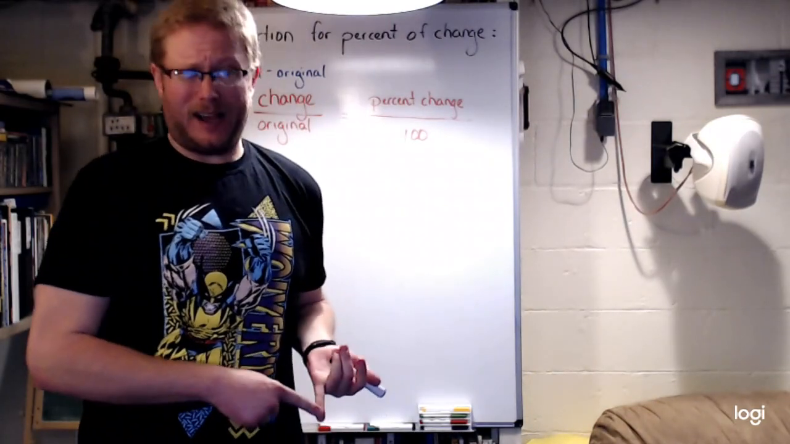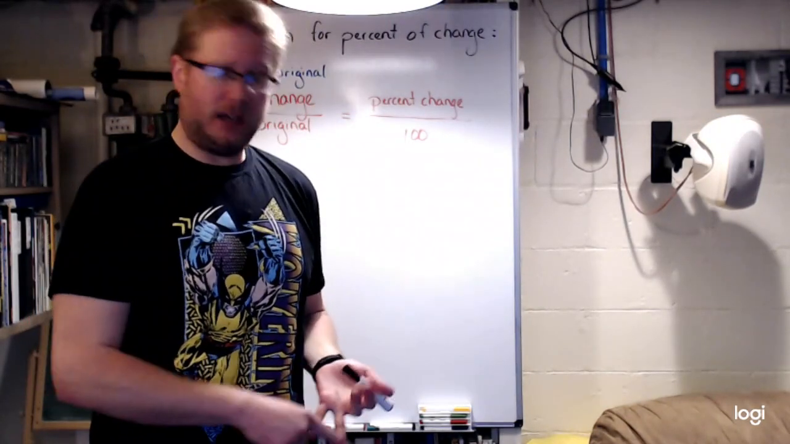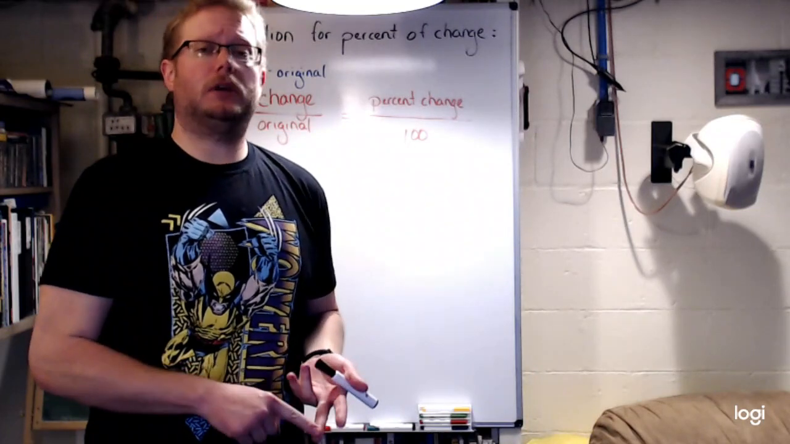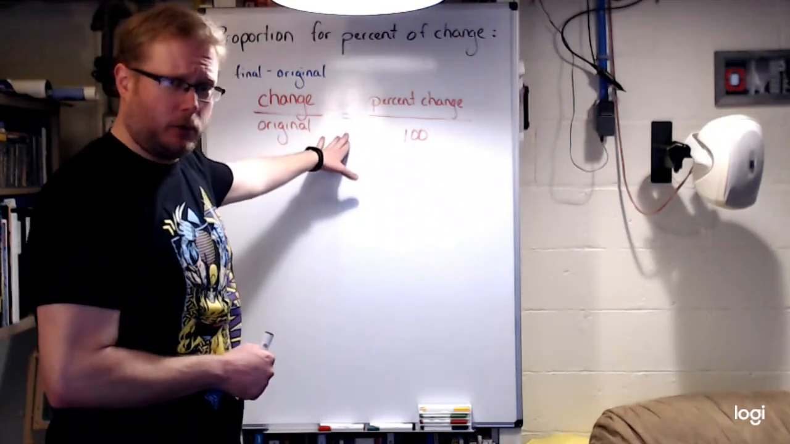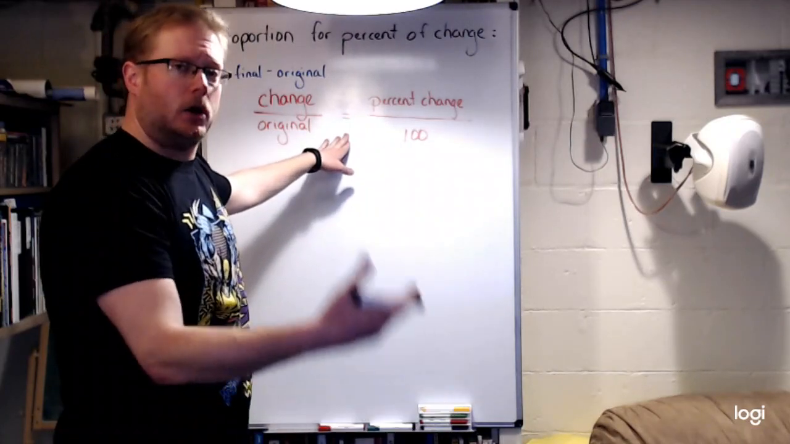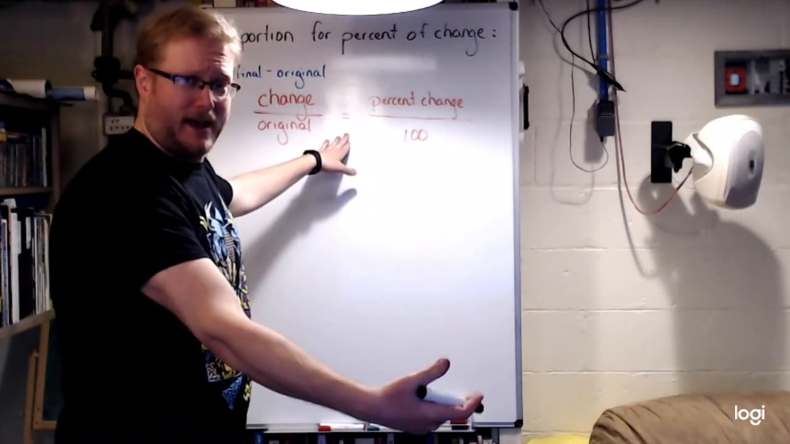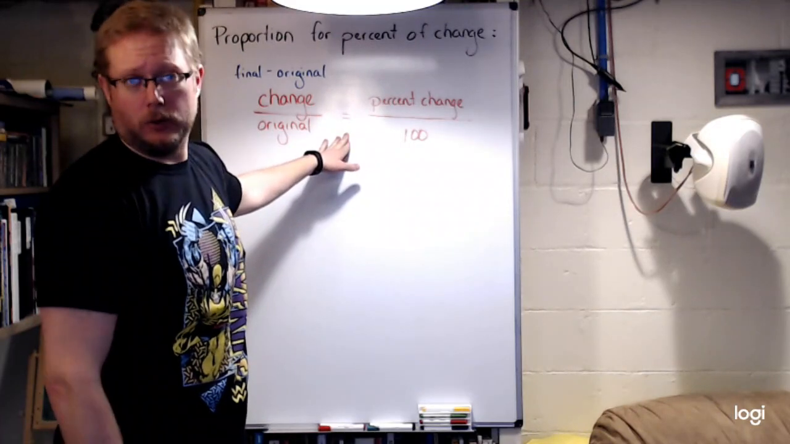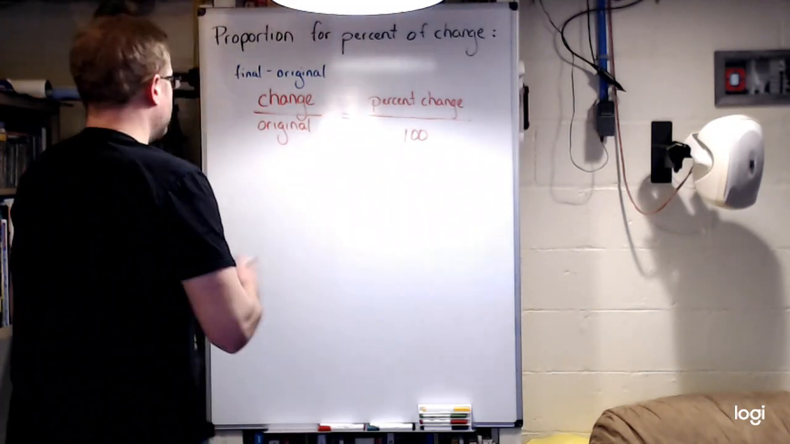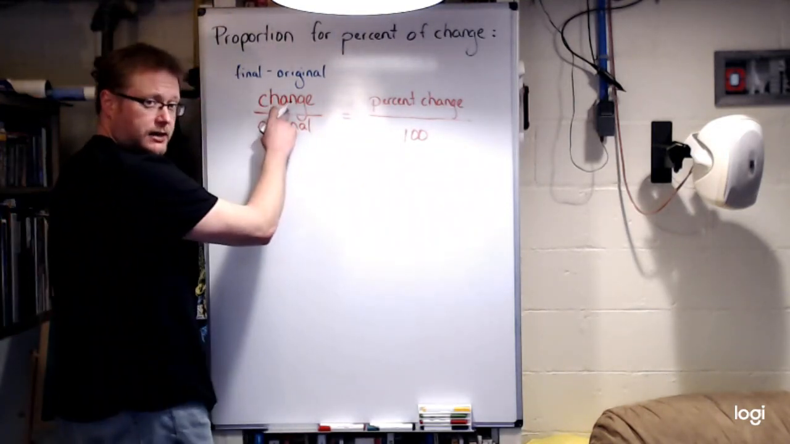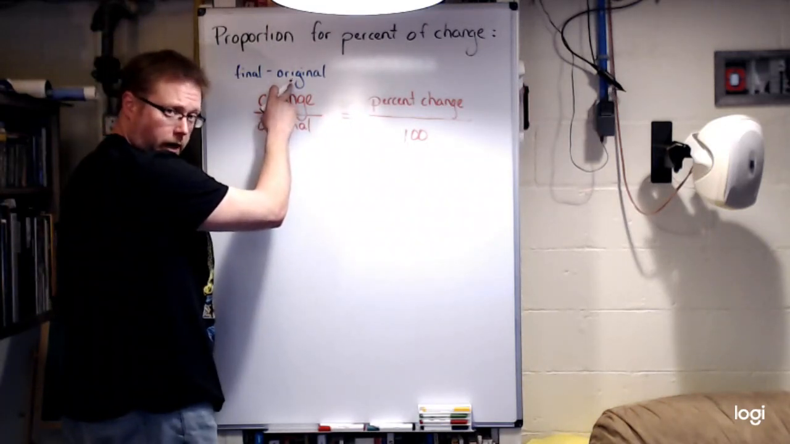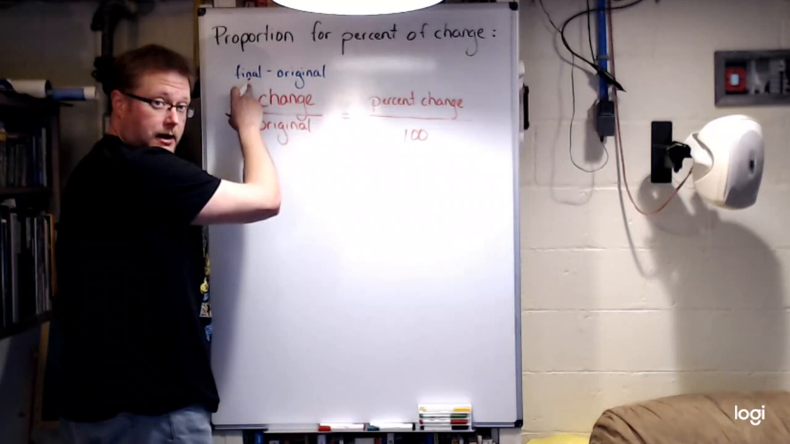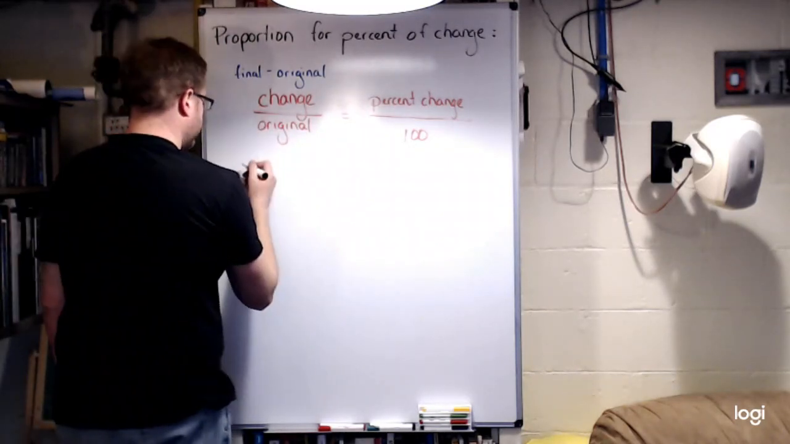So they give us our percent of change and they give us our final amount, but they don't give us our original amount. So what we're going to do here with our proportion is put in whatever numbers we have, and try to solve for what we don't have. Okay? So I know my change is my final amount minus my original amount. This is what I don't have. So I'm going to put in my final amount, which is 17.22 million.